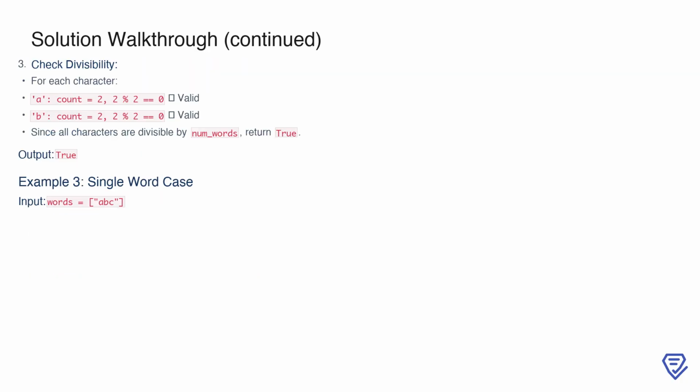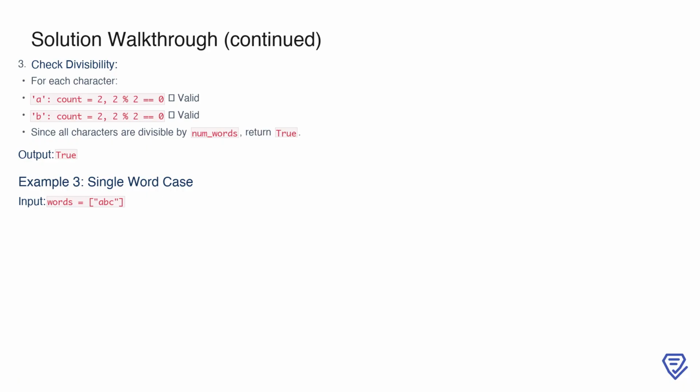Now, we check if each character count is divisible by the total number of words, which is 2. For A, the count is 2, and since 2 divided by 2 equals 1 with no remainder, this is valid. Similarly, for B, the count is 2, which is also divisible by 2. Since all character counts are divisible by the total number of words, it is possible to redistribute the characters evenly, and the output is true.